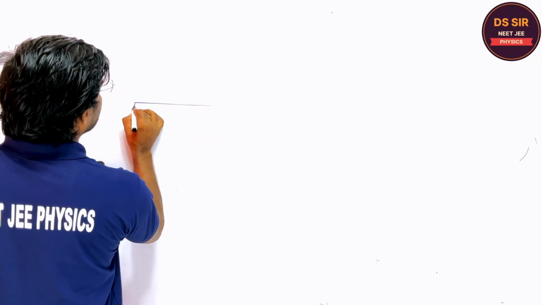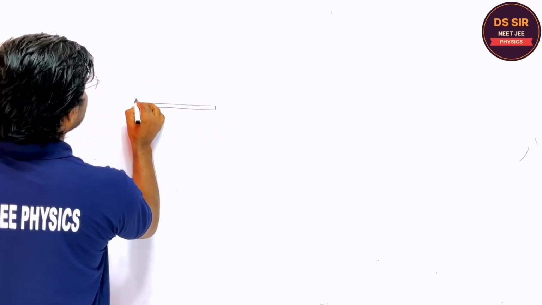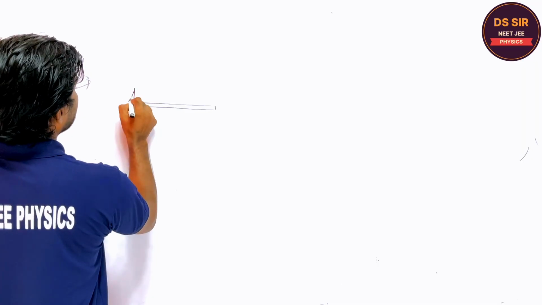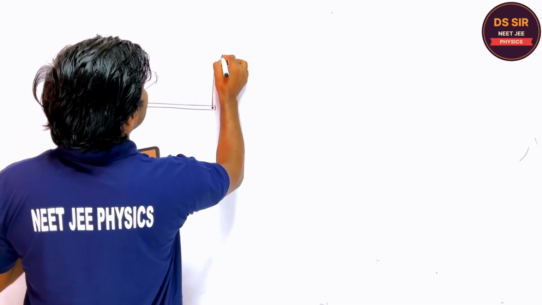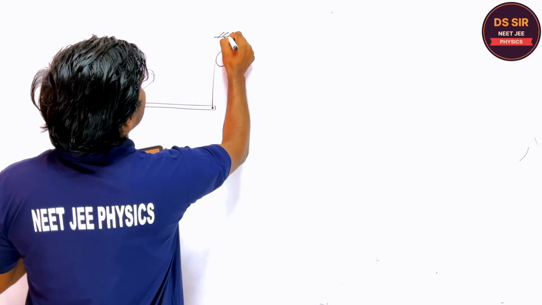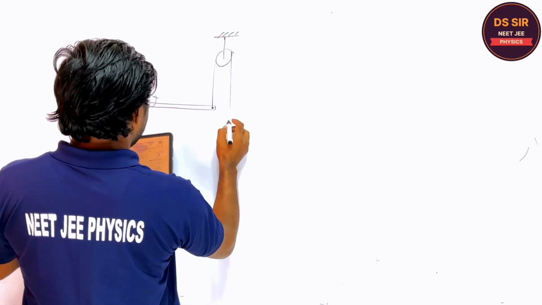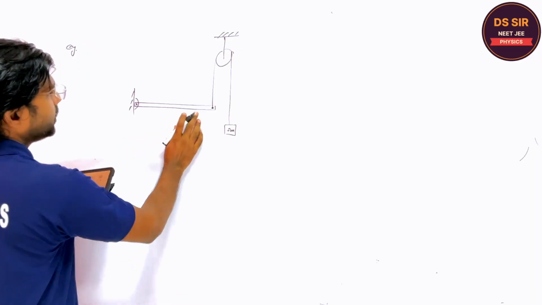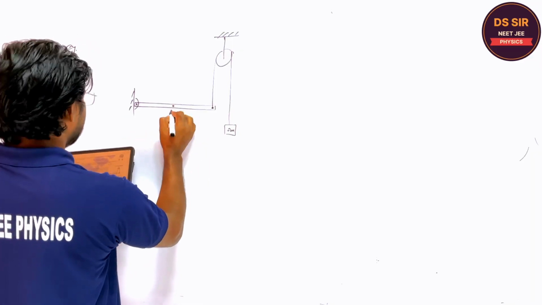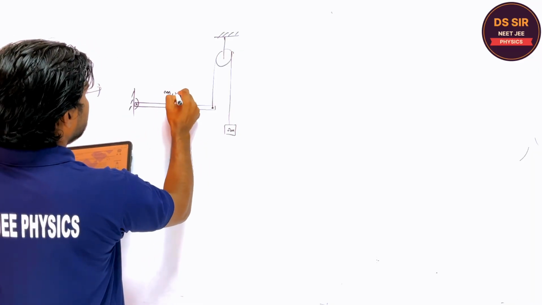Suppose this is the rod, right? And this rod is hinged over this point, like this. And this is connected to a string through a pulley, and this is the mass M over there, like this. So it is initially at this position. This is the rod of mass M, length L.